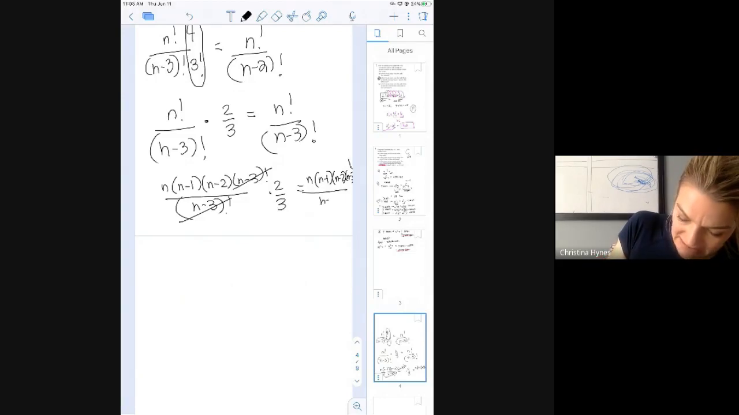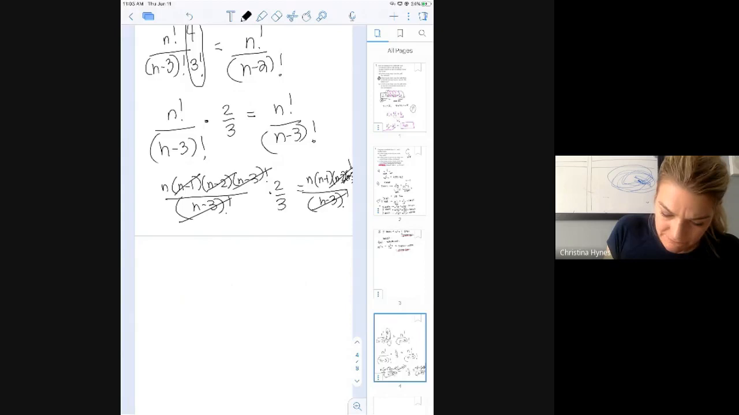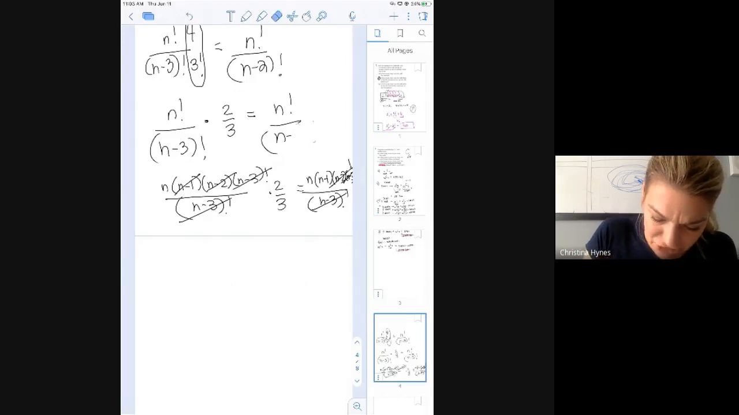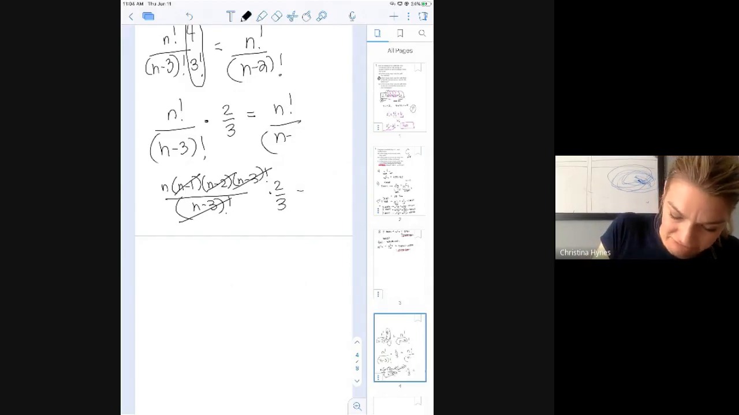And then n minus 3 would cross off from the top and bottom. The 2's will cross off. The n minus 1 will cross off. Oh, am I doing too much? I think I wrote that wrong. That's why. Yeah. That should be a 2. I was wondering why it was all crossing off, because they're the same. Duh.